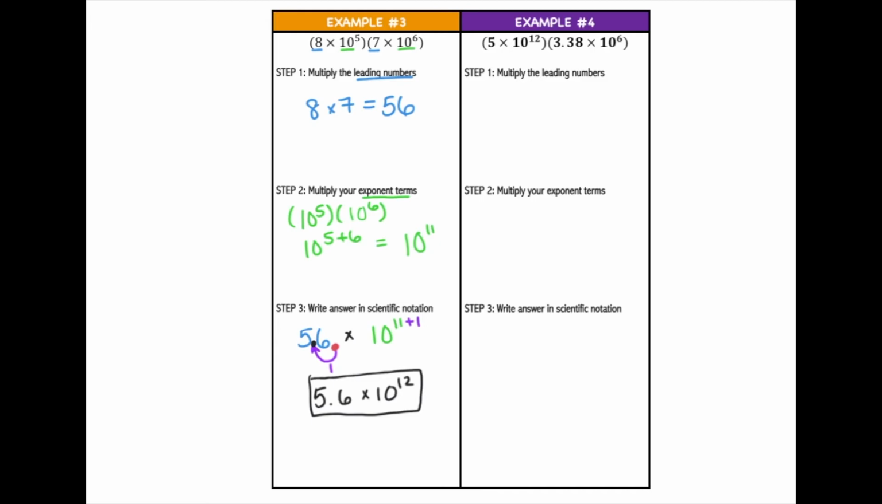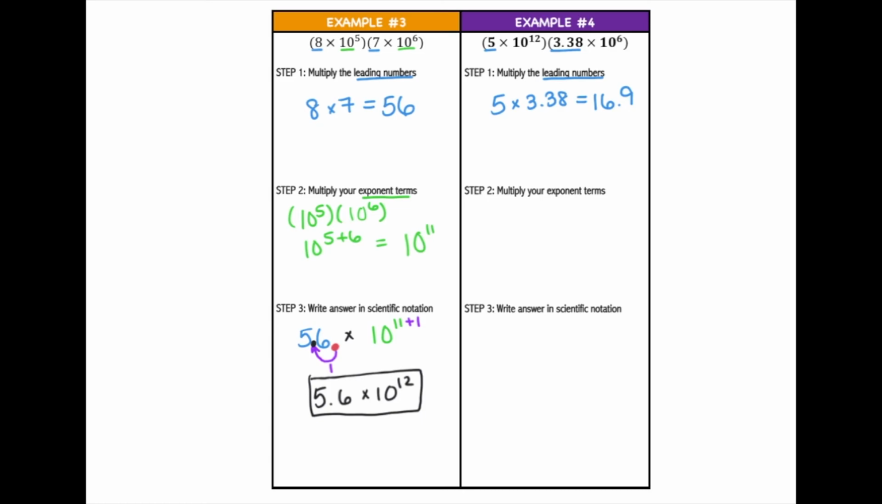Now let's do that again with example 4. So example 4, we want to multiply 5 times 10 to the 12th power by 3.38 times 10 to the 6th power. So we'll start by multiplying our leading terms. We're going to take 5 and multiply that by 3.38. And 5 times 3.38 gives us 16.9. So our new leading number is 16.9.